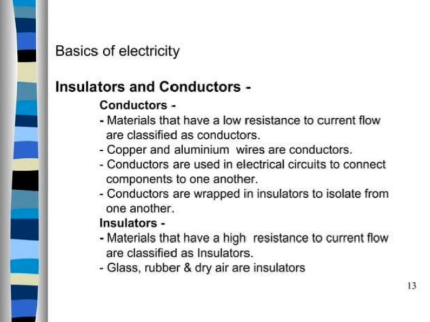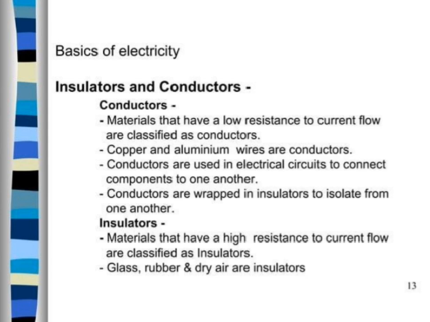Next is ang insulators. So insulators are the materials that have a high resistance to current flow, and the examples for these are glass, rubber, and dry air.